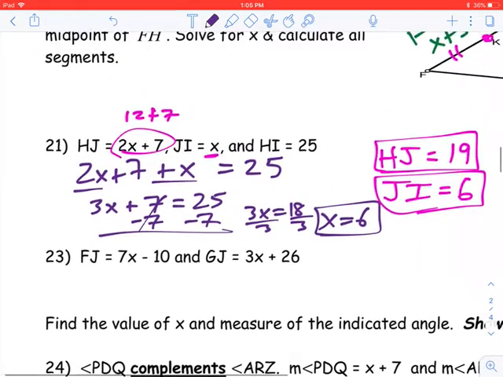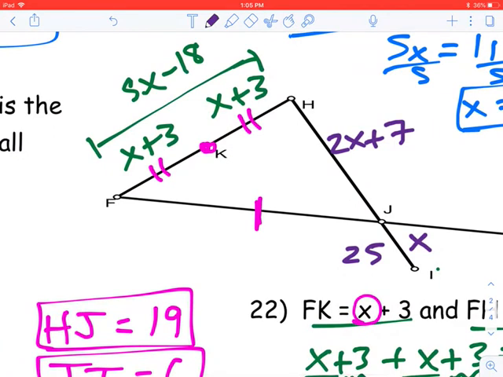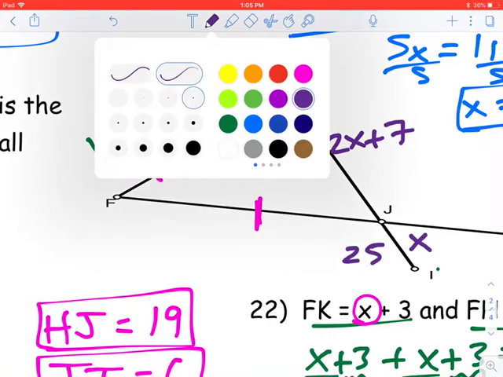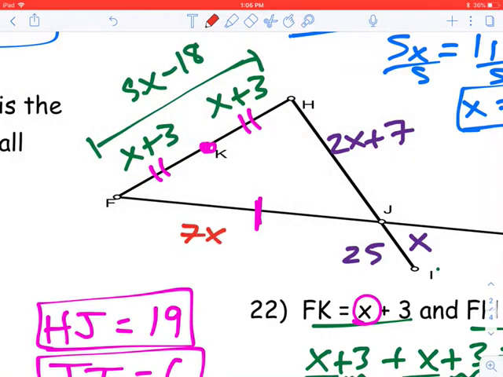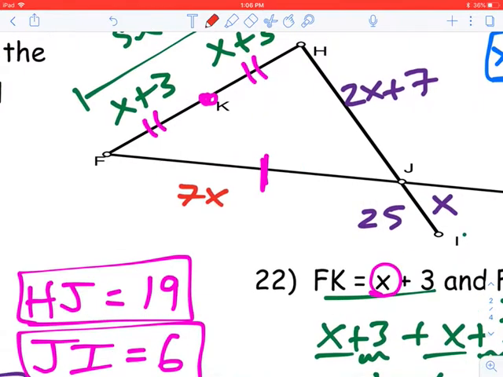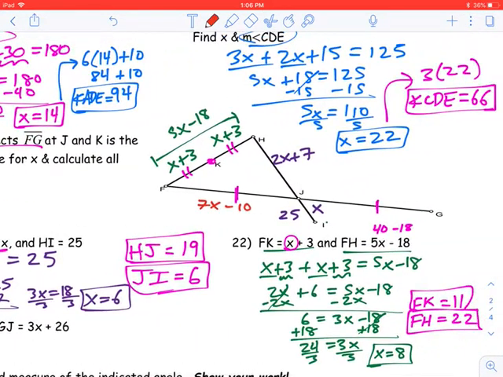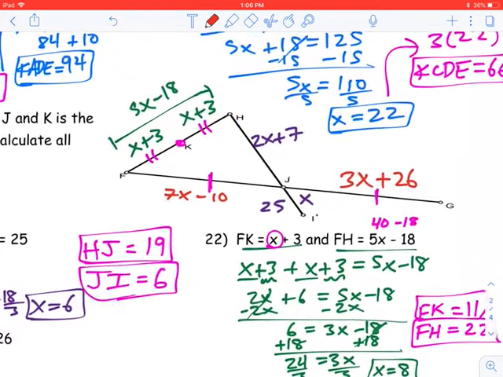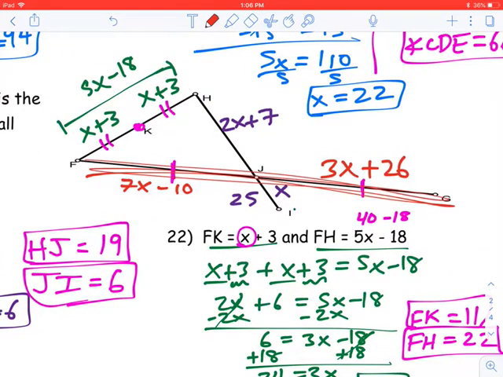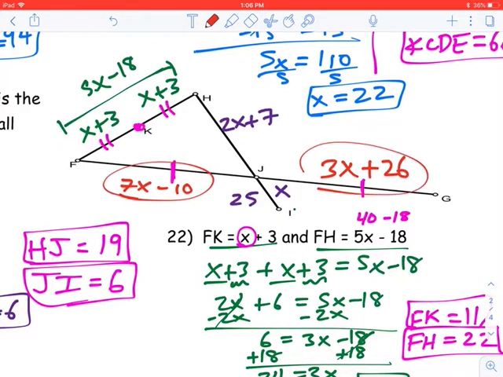7x, fj is 7x minus 10, so fj is right here, 7x. I'm going to use a different color. Hold on a second. Let's use red. 7x plus 10 or minus 10? Minus 10. And then it says gj is 3x plus 26. So if this is the case, this time it doesn't give me the whole thing, okay? All it gives me is this part and this part.